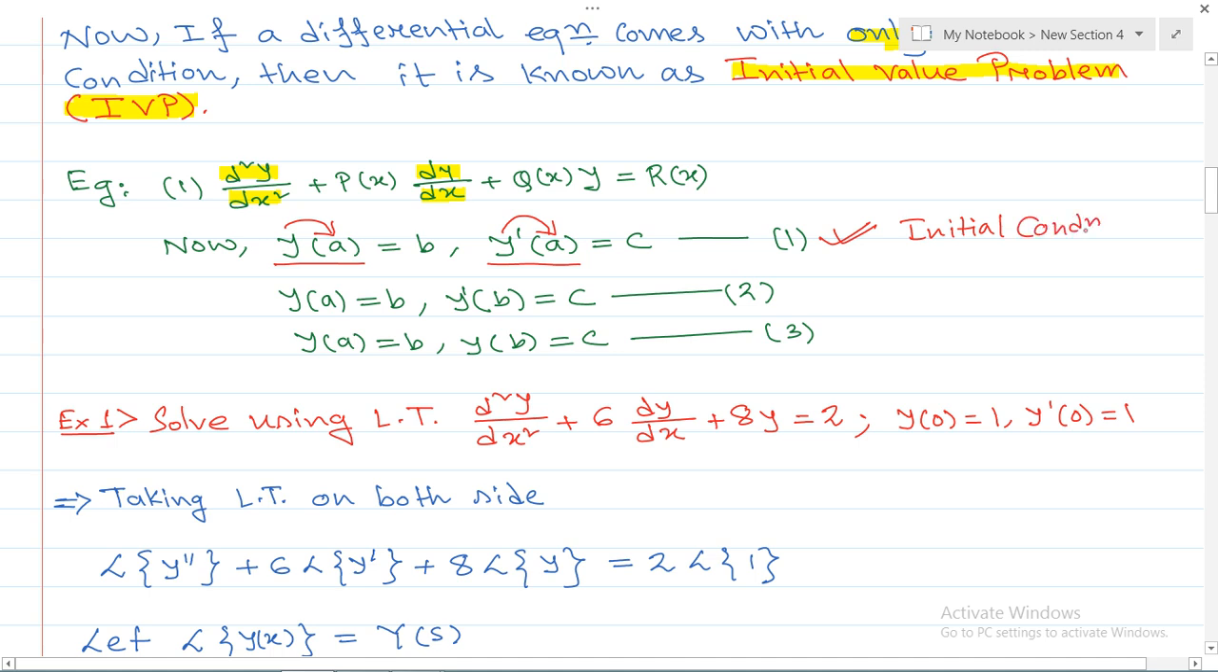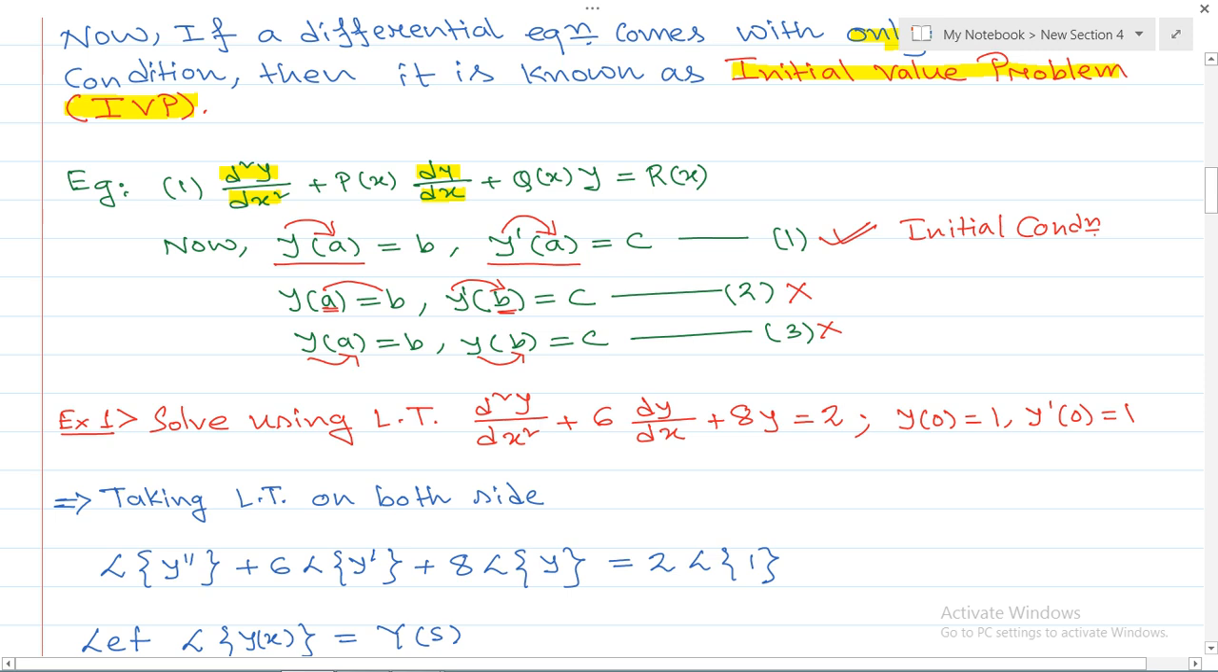Now let us come to the rest of the conditions, that is y at b is given but y' at b. So here we can see the function is defined on two different positions, y at b, y' at b. So this is not an initial condition, this is said to be a boundary condition. So let us come to the third one, y at a is given, y at b is given. So also here y is prescribed at two different points. So it is not an initial condition, it is a boundary condition.